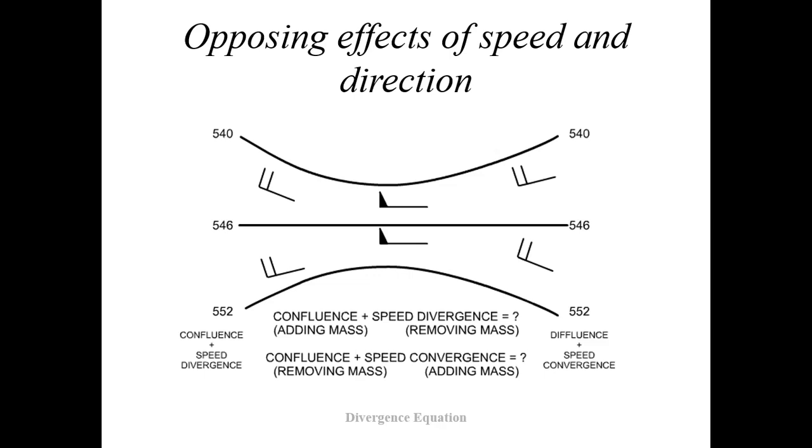But anyway, the point of this slide is that on the right-hand portion, you can get diffluence, where these height contours spread apart, and then you've got speed convergence, where 50 knots of wind is blowing into 20 knots of wind. But in either case, confluence plus speed divergence or diffluence plus speed convergence is going to yield an opposing effect.